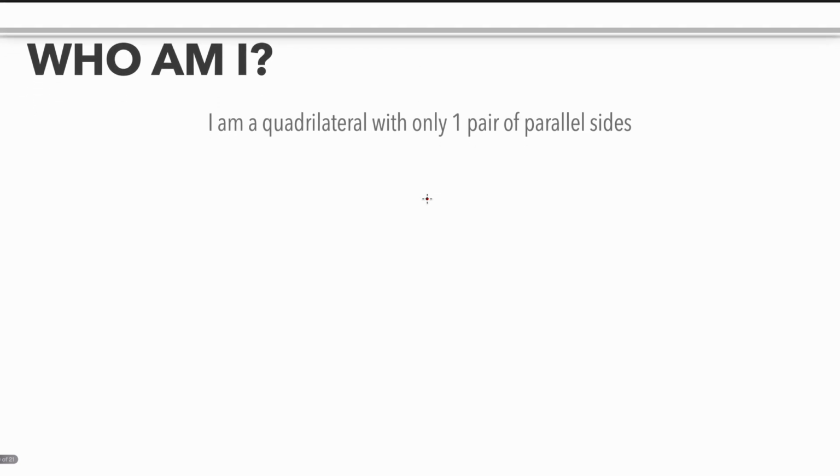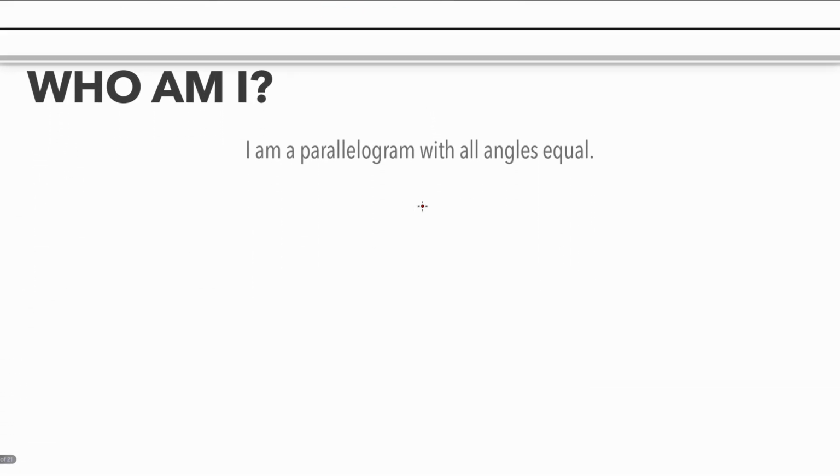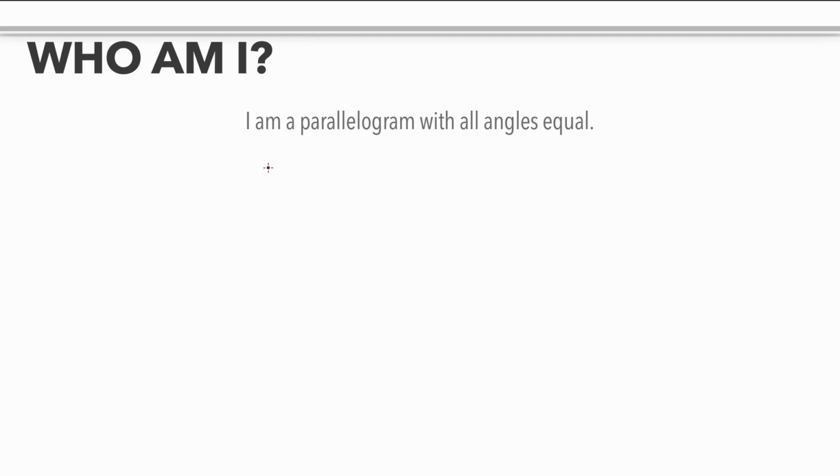So pause the video to attempt to answer this question and then hit resume. I'm a quadrilateral with only one pair of parallel sides. That is a trapezoid. Next, pause the video and then hit resume. I'm a parallelogram with all angles equal. That is a rectangle.